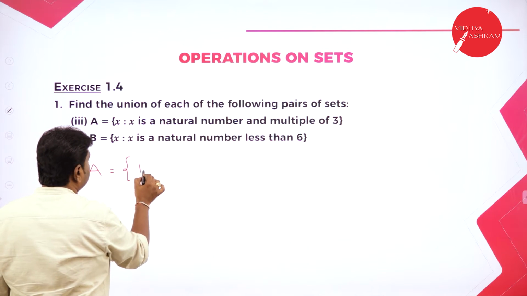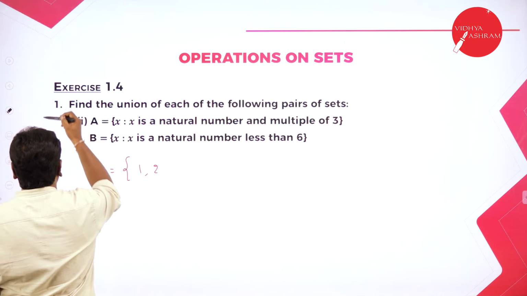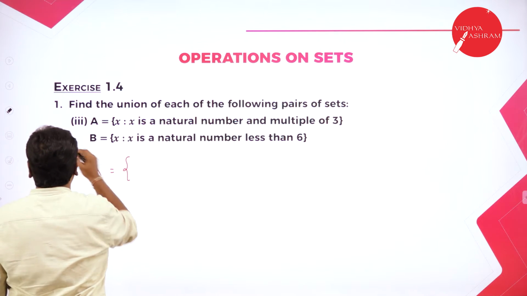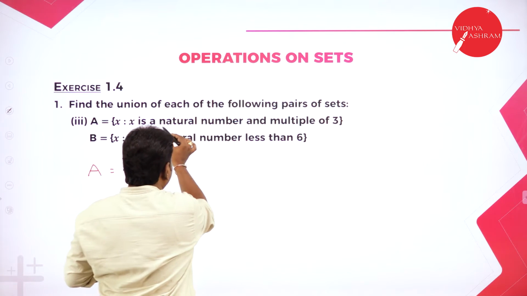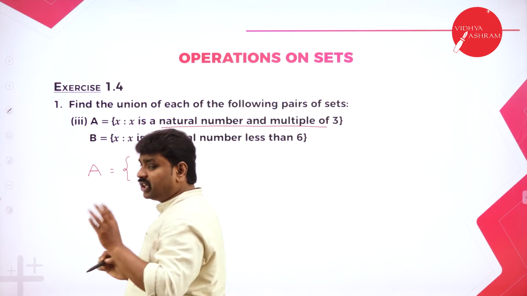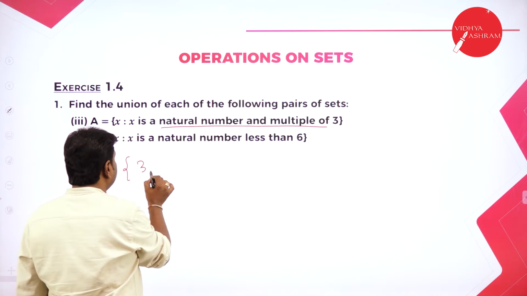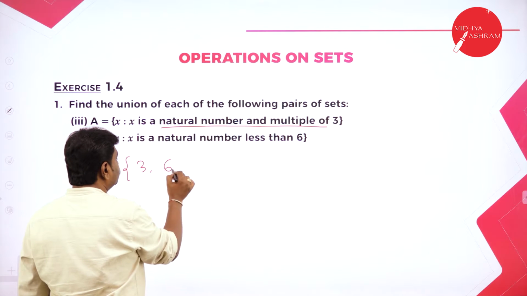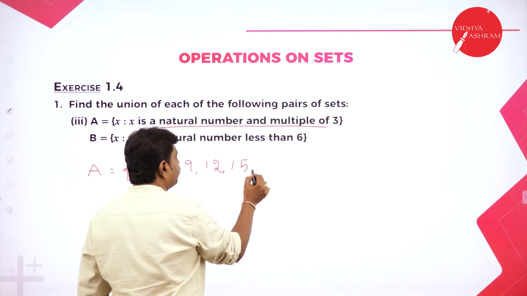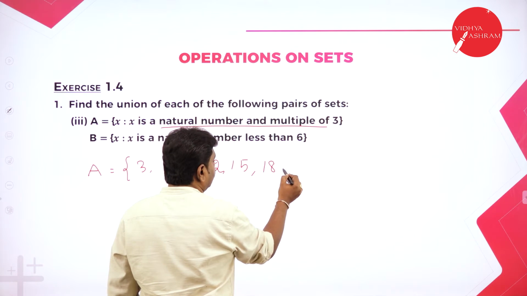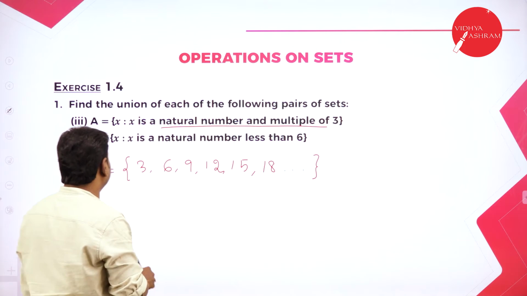A is 1, 2, multiples of 3. They told it is multiples of 3. What are the multiples of 3? Natural number, they told. Natural number and it should be a multiple of 3. So tell the natural numbers which are multiples of 3. 3 ones are 3, 3 twos are 6, 3 threes are 9, 12, 15, then 18. How many are there? Infinity are there. So on.